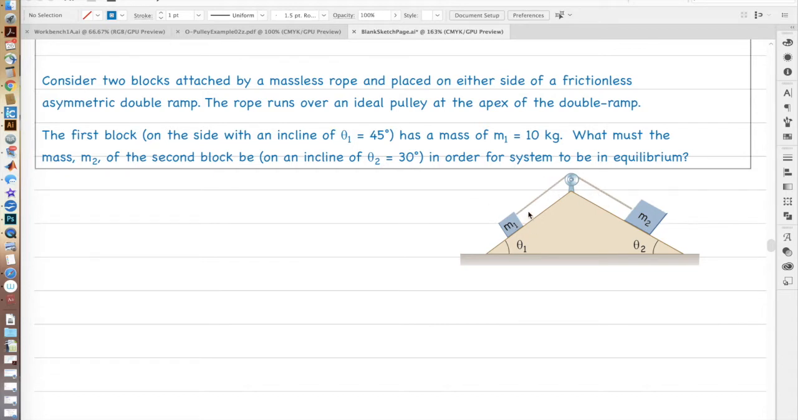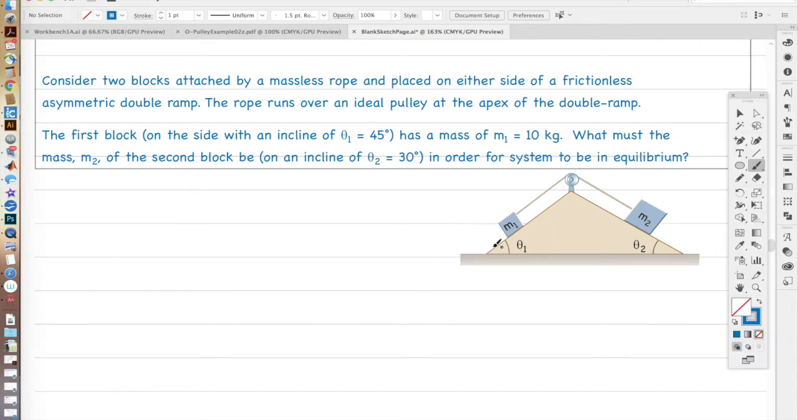The first block is on the side with an incline of 45 degrees, so we'll go ahead and just write that into the diagram here. All right, so let's see if we can write this in here, 45 degrees. And it has a mass of 10 kilograms. So we'll write that down here, maybe 10 kilograms.